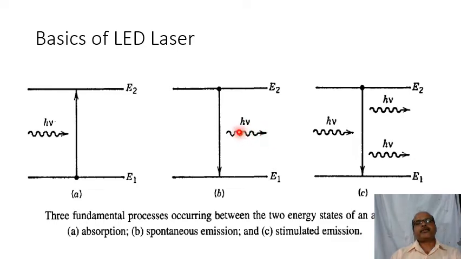So this is the basic principle of an LED, and this process is called spontaneous emission. When electrons fall from a higher energy level to a lower energy level and emit light, this process is called spontaneous emission. And next is stimulated emission.